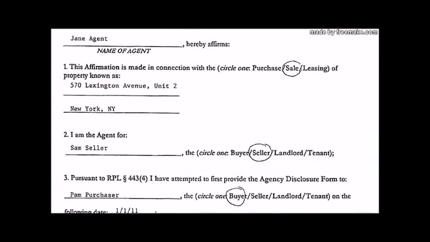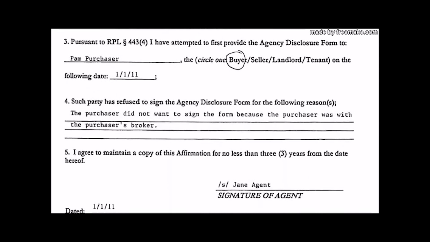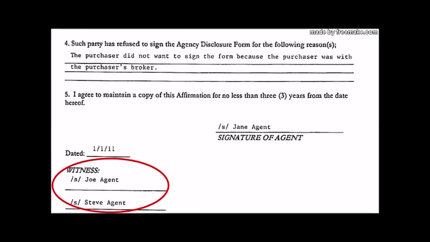Does this affirmation have to be witnessed? The affirmation has to be witnessed. There's a misconception that it has to be notarized. It only has to be witnessed. And there are 2 witnesses, and all the witnesses are doing is witnessing the broker signing the form. They didn't need to witness the broker trying to give the form.